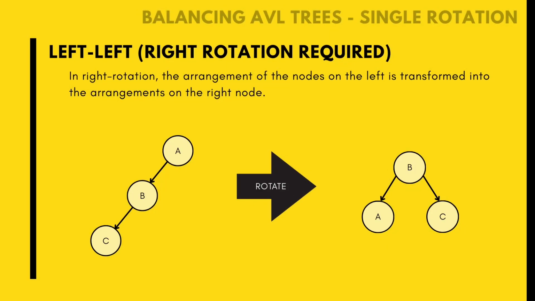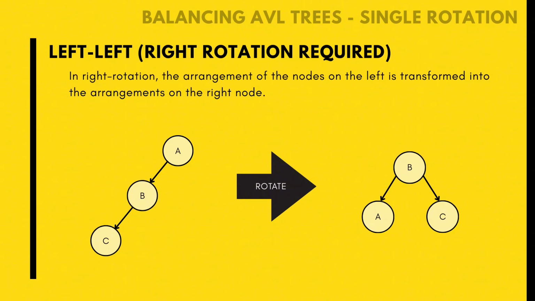As for the left-left case, a right rotation is required to maintain balance. This happens when a node is left heavy and its left child is also left heavy. In right rotation, the arrangement of the nodes on the left is transformed into the arrangement of the nodes on the right. Imagine we have the situation A, B, C, which is similar to what we encountered a while ago.